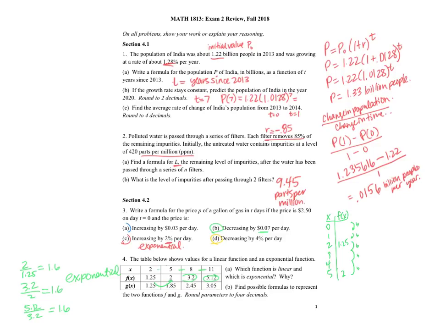So 2 should be equal to 1.25 times b cubed. In other words, to get from 1.25 to 2, I need to multiply by b 3 times. And so I can divide that out. 2 divided by 1.25 is equal to b cubed, and then I can take the cube root of that. So b is going to be equal to 2 over 1.25 to the 1/3 power. And so I get b is equal to 1.1696.